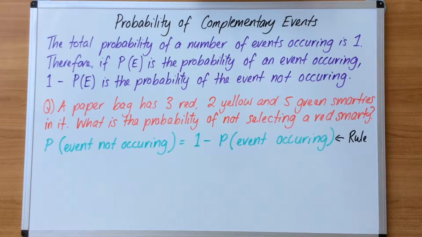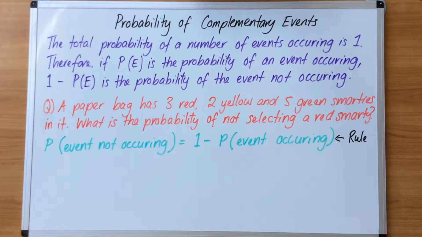In this video, we are going to focus on the probability of complementary events. The total probability of a number of events occurring is 1. Therefore, if P(E), which means probability of the event, is the probability of an event occurring, then 1 minus the probability of that event is the probability of the event not occurring. I know that's a bit wordy, but bear with me.